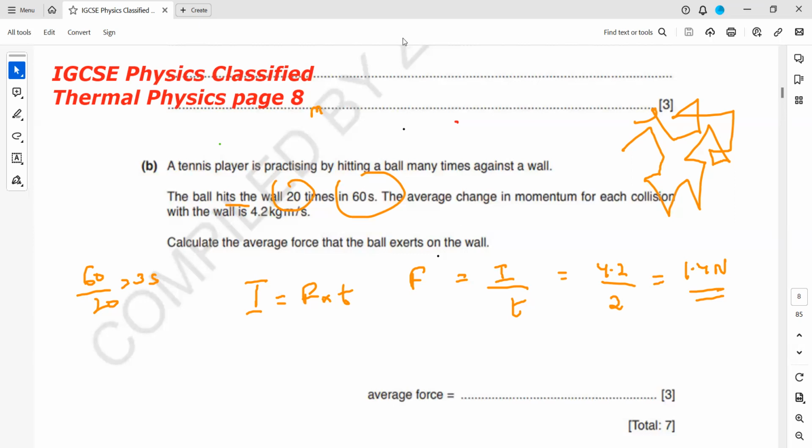Whenever you're solving a question, 1 mark is always for writing a formula. You will score 1 mark for writing the formula, 1 mark for getting the time for one hit, and 1 mark for the final answer. That's how you will score the 3 marks.